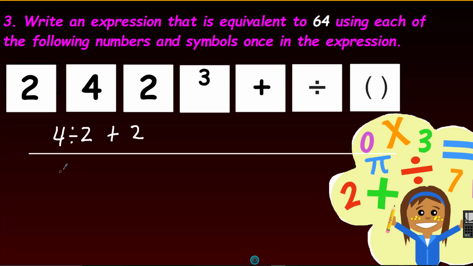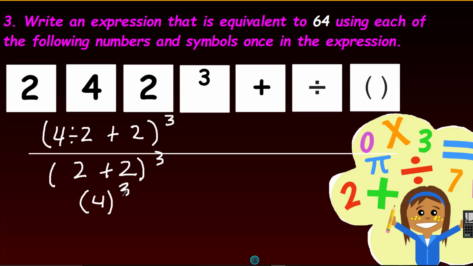4 divided by 2 is 2. 2 plus 2 is 4. We get to raise that to the third power. So could I put my parentheses here and then raise it to the third power? I'm just trying these different combinations to get that answer. Now, we have to do what's in parentheses first. So 4 divided by 2 is 2, plus 2. There we go. Aha. And then 4 raised to the third power. Oh, I love how it all works out.